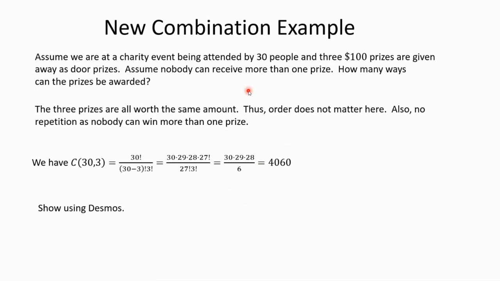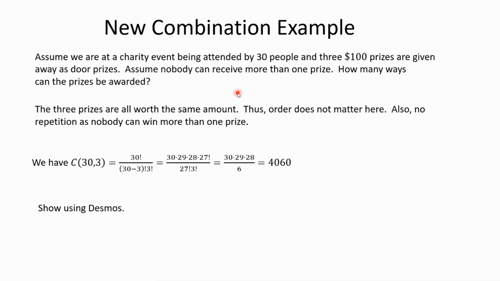Well, notice that the order in which they call the people does not make a difference, because they're all winning the same amount of money. It's not like one person's going to get $300, another person $200, and a third person $100. If we're there at the party and they call me first or second, it doesn't matter. I win the same amount of money. Also, there's no repetition, because nobody can receive more than one prize. Once they call a person's name, they can't be called again.